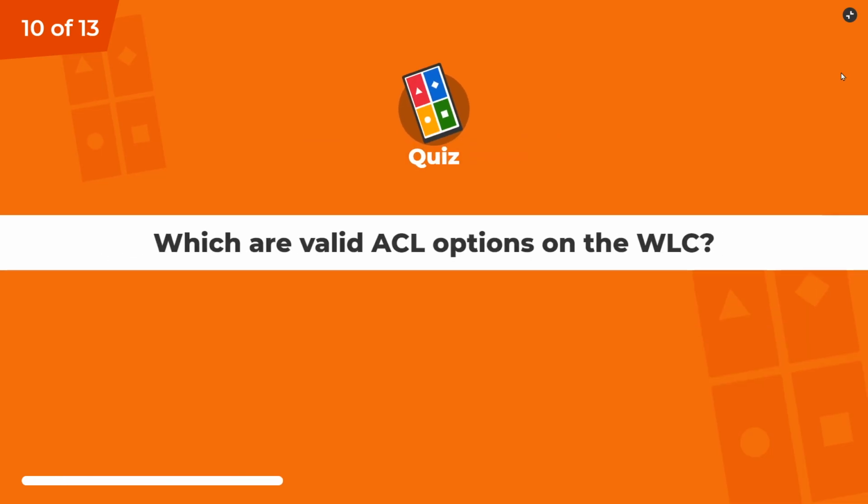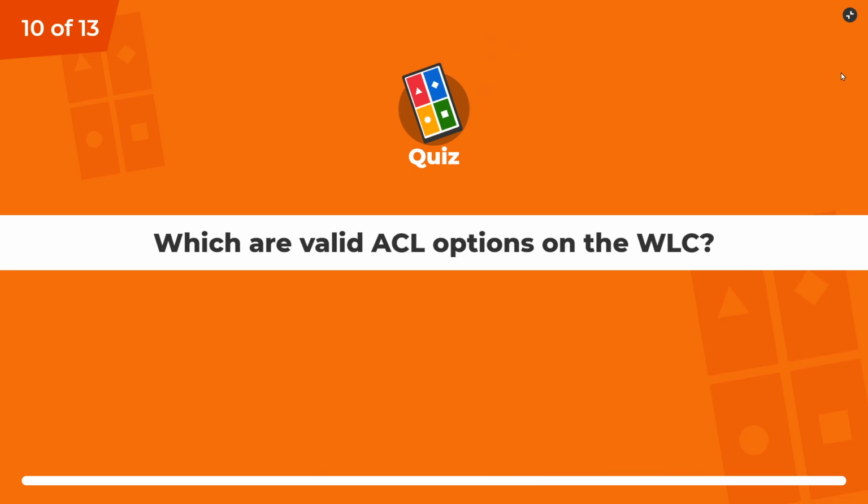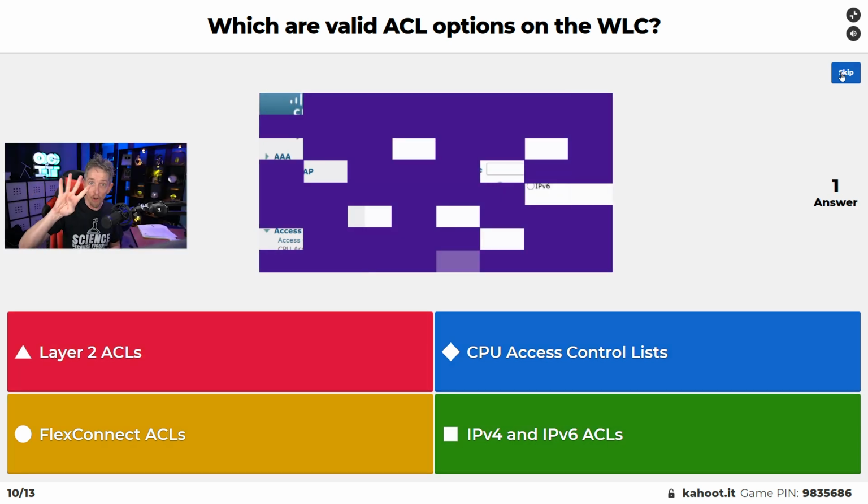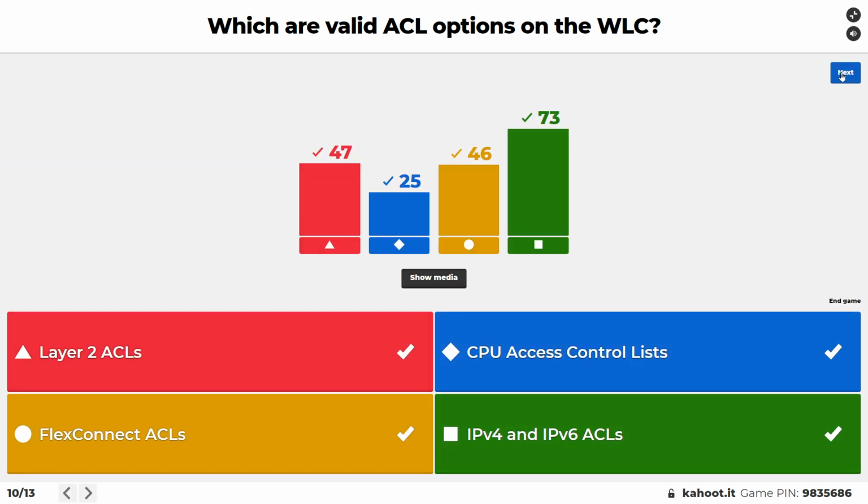And here we go. Multiple select. Which of the following are valid access control list options on a wireless LAN controller? All right, the answer to this is all of them. All of these are ACL options on the wireless LAN controller.